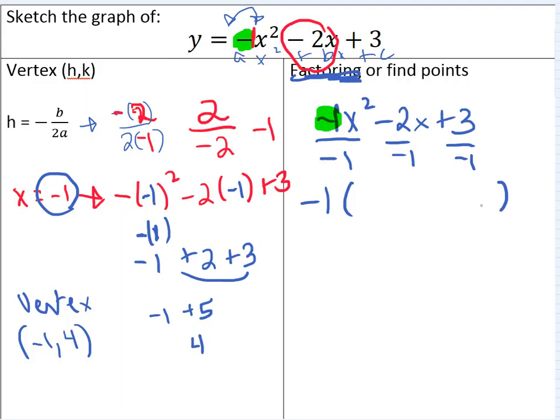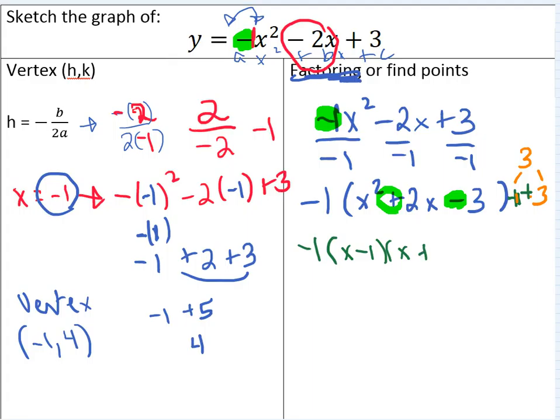I took it out. So we have negative 1 over negative 1 is positive 1, x squared. Negative 2 over negative 1 is positive 2x. And 3 over negative 1 is minus 3. Let's look at the factors of 3. So that's 1 times 3. This tells me the signs need to be opposite, and the larger one is positive. So the larger one is going to be positive, and this one's going to be negative. So that's a negative 1. So I have x minus 1, x plus 3 equal to 0.